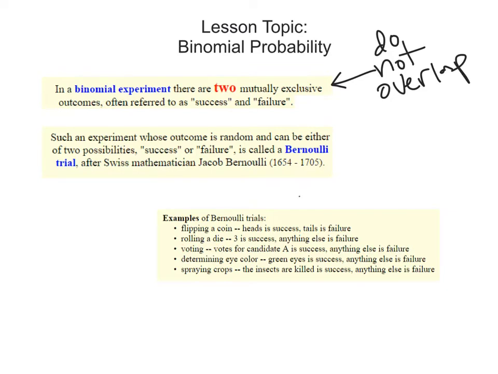Rolling a die, we could say 3 is success and anything else is failure, so 1, 2, 4, 5, and 6. Voting for candidate A is success, but anybody else that you vote for is failure. Determining eye color, green is success. Or spraying crops, the insects are killed is success, and anything else would be failure. So that's just a little introduction to what binomial probability is all about.